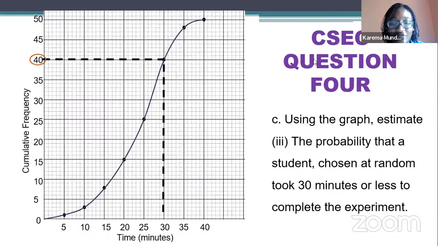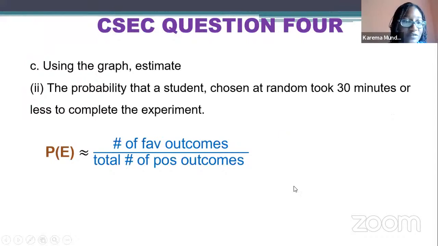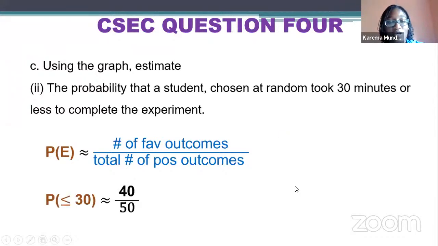40, 50. So. All right, so let us check. What is the favorable outcome? The students who took 30 minutes or less, which is 40. Beautiful. Total number of possible outcomes. How many students are in the data set? 50. Awesome job, guys. Awesome.